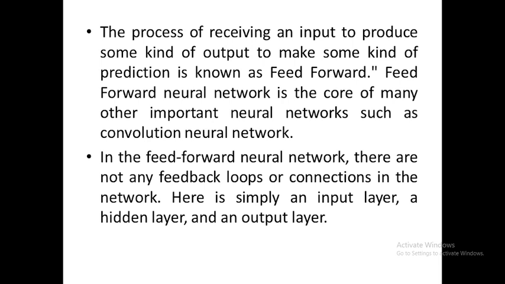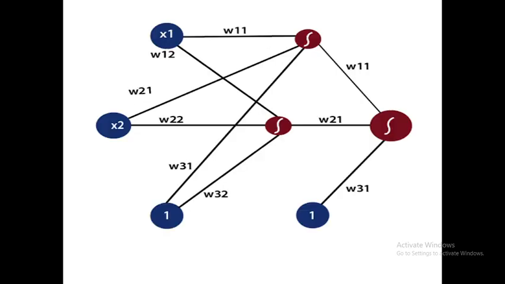Feed forward neural network is the core of many other important neural networks such as convolutional neural network. In the feed forward neural network, there are not any feedback loops or connections in the network. There is simply an input layer, a hidden layer, and an output layer. So this is the diagram given for the feed forward network.